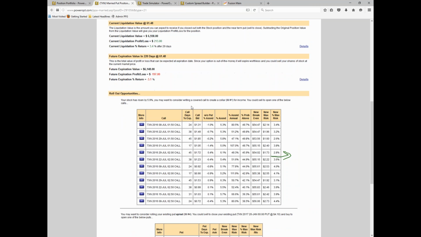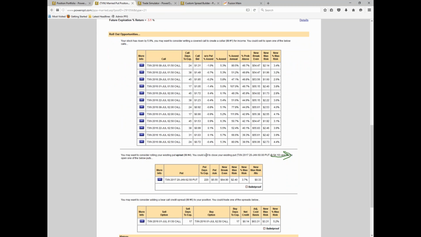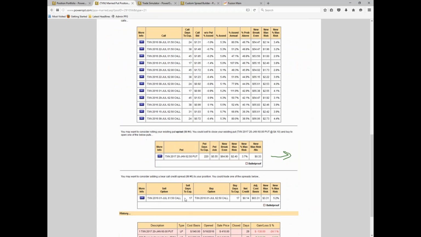Let's go back to the position analysis, and you see other income methods here. Well, here's one for income method number 4, where we could roll the put up in price, okay? And we see an opportunity for income method number 6 as well. What I want to do now is look at some manual adjustments for this Texas Instruments position.